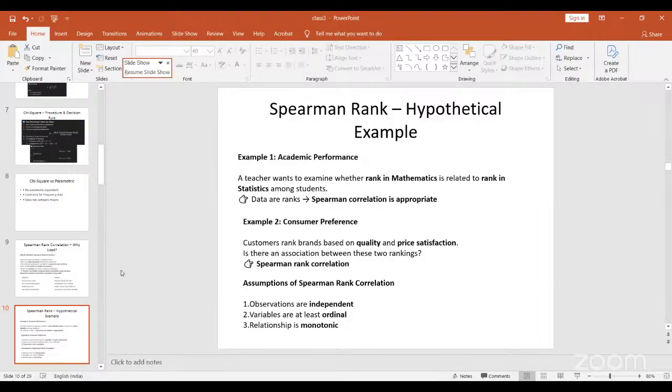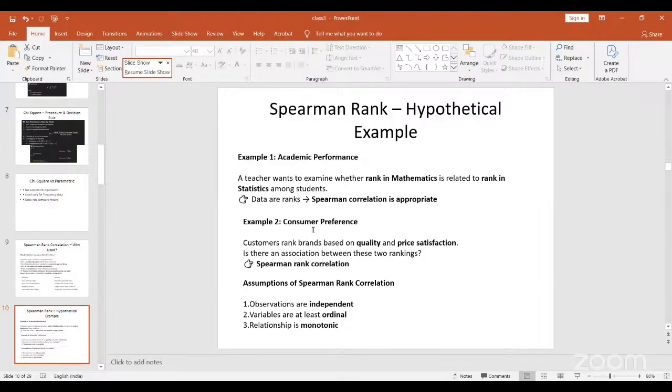So there is an example, like academic performance. A teacher wants to examine whether rank in math is related to rank in statistics among the students. We have the numbers for math and the numbers for statistics. We will rank them. Suppose we have 10 students; for math we are dealing with first to 10, and for stats the same. It can be a tied or a non-tied case. Spearman correlation is appropriate here.